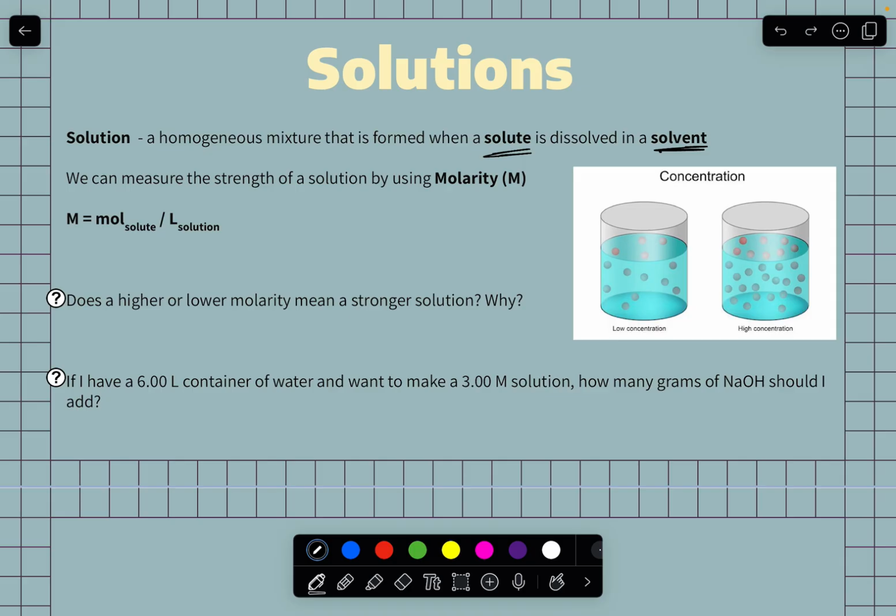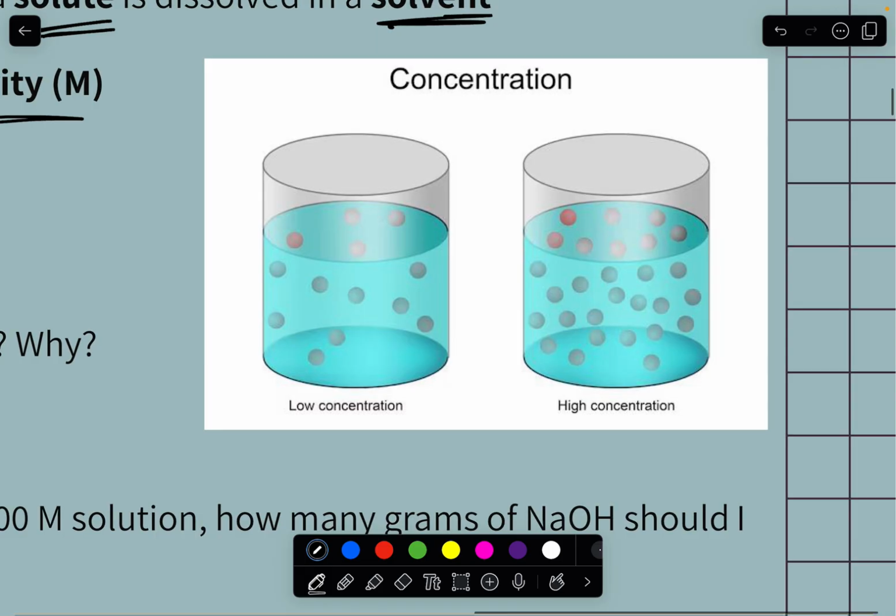Okay. And we can measure the strength of the solution using molarity. Remember, molarity tells you how many particles you have in the solution. So the equation for this is moles per liter. Okay, so the number of moles of your solute, what you're putting in, divided by the liters of your whole solution.